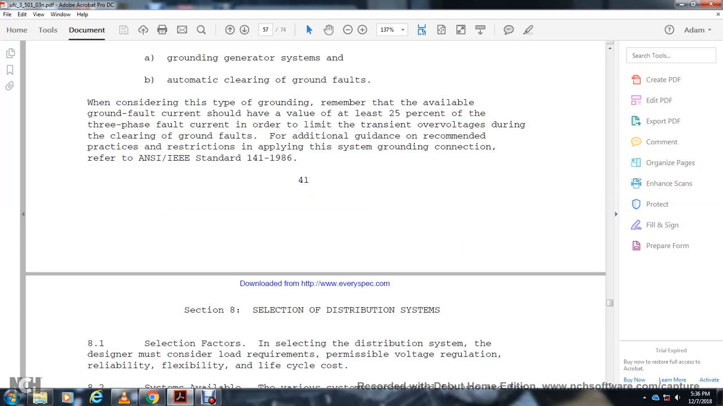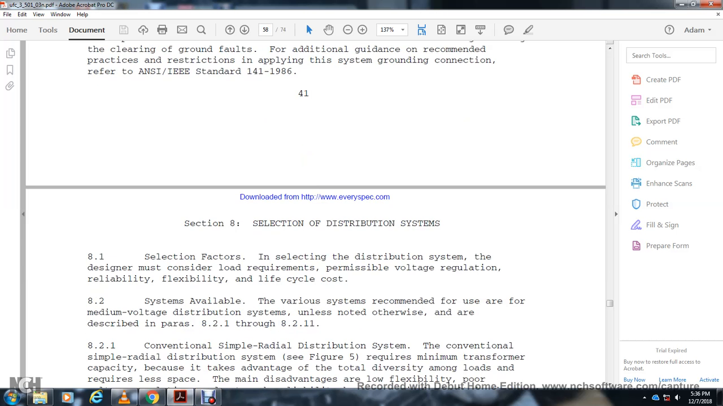Alright, section 8. Selection of the distribution system. Selection factor within select for the distribution system. The design must consider the load requirement, the personal voltage regulation, reliability, flexible life cycle cost. The system is available. The various system the recommended for the use of our medium voltage distribution system unless noted otherwise are described in paragraph A2 through 1 through A2 11.